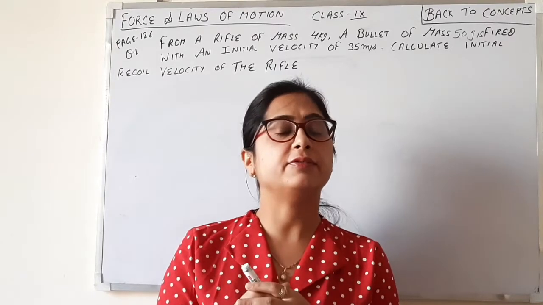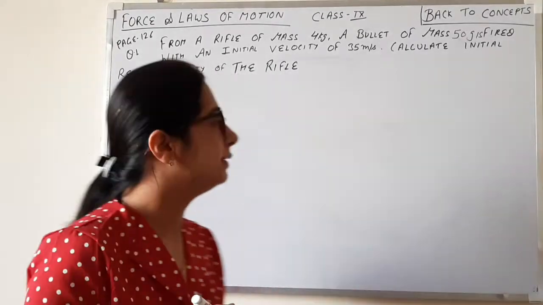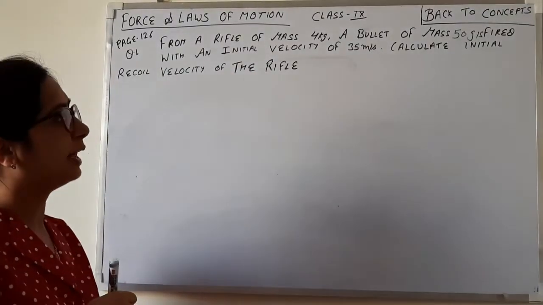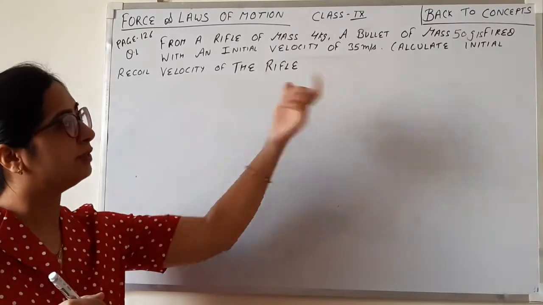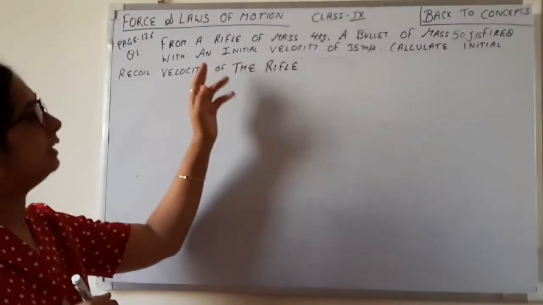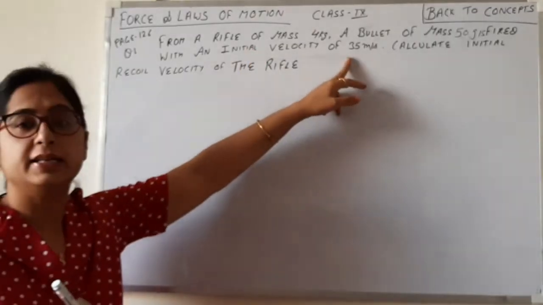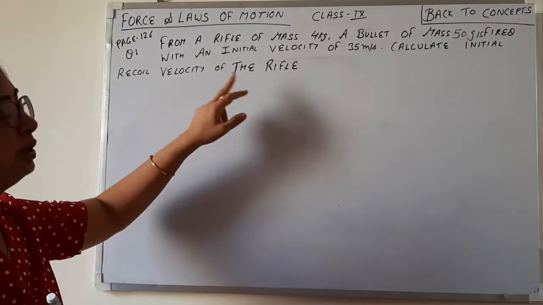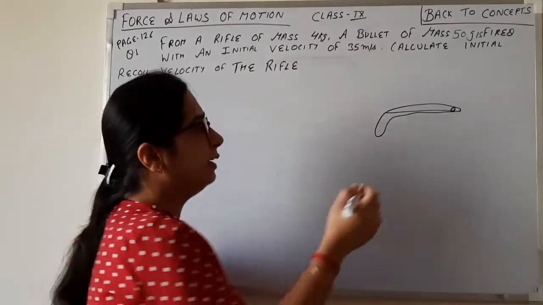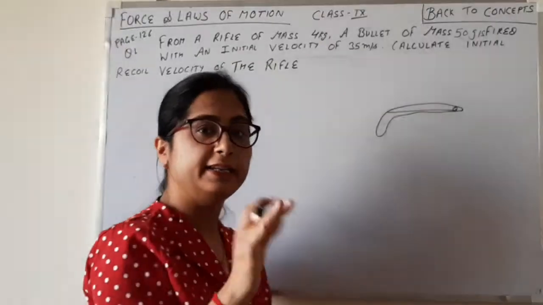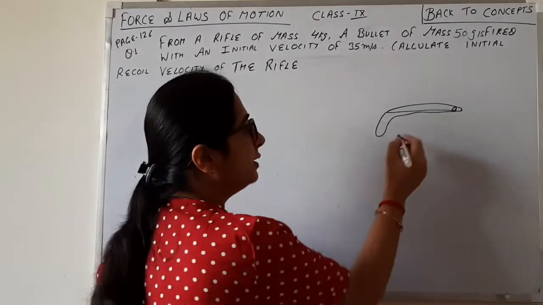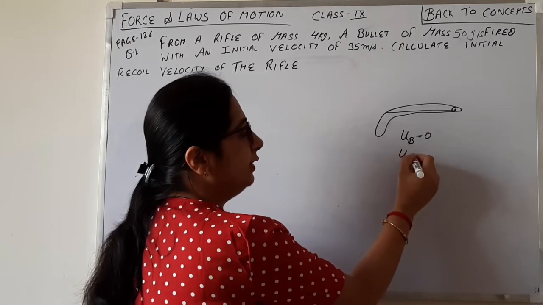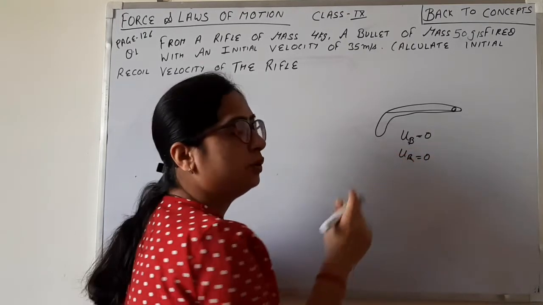So let's start our first numerical. From a rifle of mass 4 kilogram, a bullet of mass 50 gram is fired with an initial velocity of 35 meter per second. Calculate the initial recoil velocity of the rifle. Whenever a bullet is fired, initially before firing it must be at rest. So U of bullet is 0 and initial velocity of rifle is also 0.